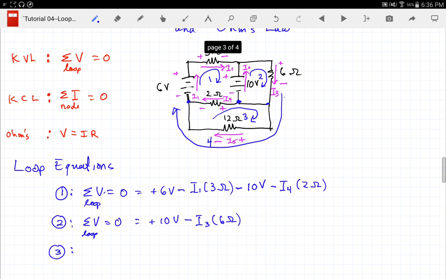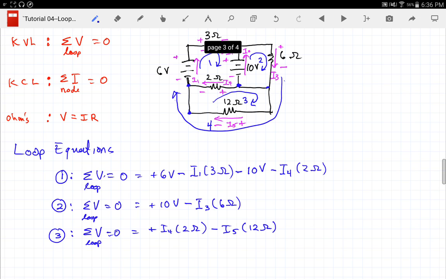Loop 3, I'll start here, going up. No change. Now I'm going against the current. I'm going up. So I have the sum of the voltages on the loop equals 0 equals plus I4 times 2 ohms. And then I come here, keep coming around, and now I'm going with the current arrow, going from plus to minus, so minus I5 times 12 ohms.